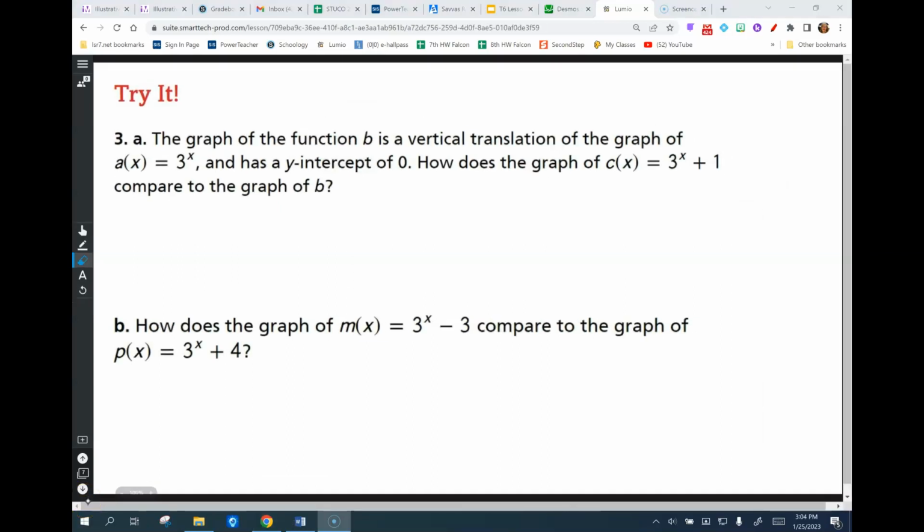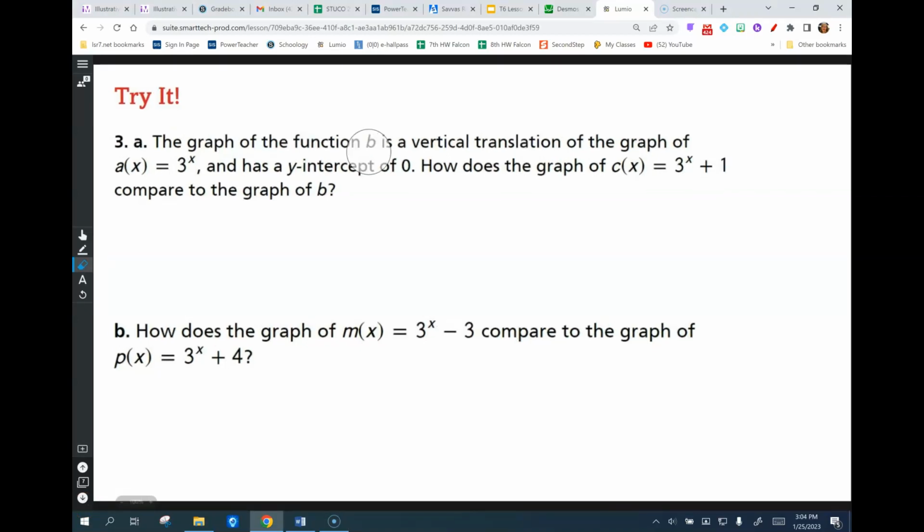So this is example 3 in your book, and it says the graph of the function b is a vertical translation of the graph. So here's my parent function, and it has a y-intercept of 0. So it's a vertical translation. All of a sudden, my y-intercept is 0. Didn't mean to cross that off. Then what it says is we have a c of x. So we have two different functions, a b of x and a c of x. And it says how does it compare to the graph of b?